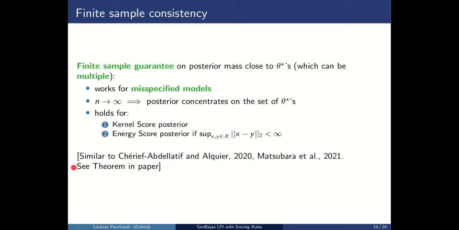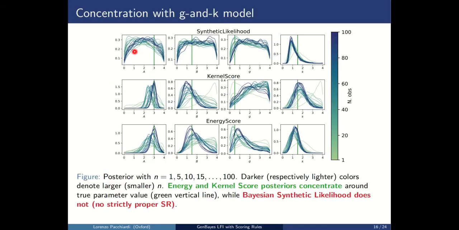This result is quite similar to what is found in these two previous papers, and we took inspiration from the second one to derive this proof for the theorem, which you can find in the paper, of course. We show this empirically in the paper with this G and K model. Here we report an experiment, but we have some more there.